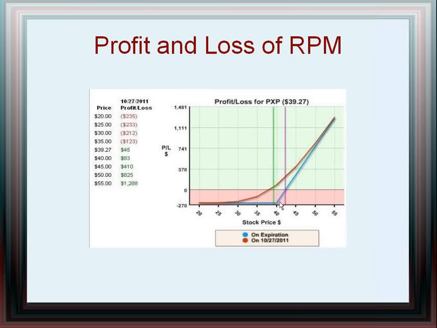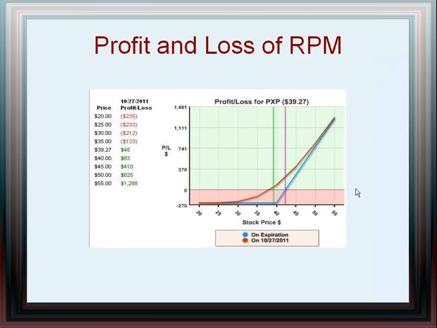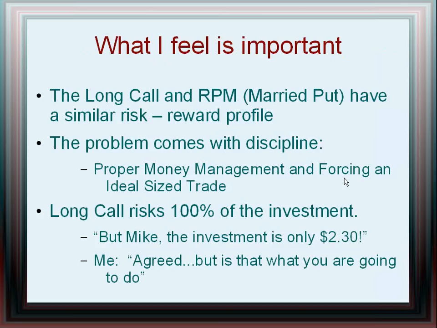Well, not really. We saw this before. This was the profit and loss of the RPM, our radioactive profit machine, on PXP. This is our profit and loss chart for the long call. Wait, let's go back, and then let's go forward. It's almost the same chart, isn't it? Looks exactly the same. Infinite profit on the upside, limited risk of 230 or 233 on the downside, 230 for the call, 233 for the married put position. So these are the same trades. Why wouldn't I just pay $230 to buy a call instead of investing $4,233 to enter into the married put? Because you really wouldn't do that.